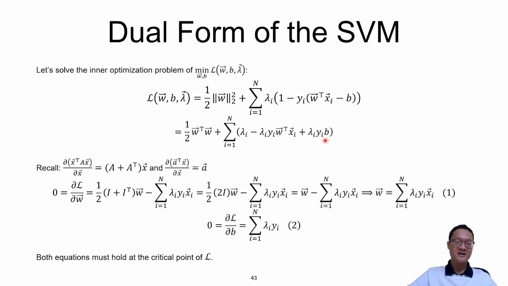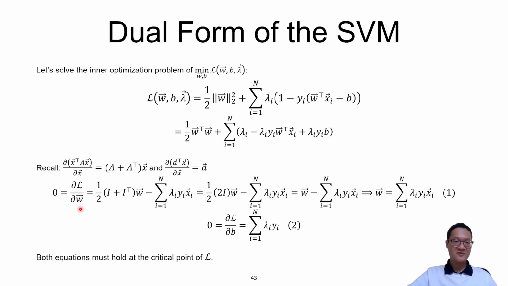And then taking the gradient of L with respect to W. So we have a quadratic term which gives us 1/2 (I plus I transpose) W. And then most of these terms don't depend on W except for this middle one. So then we had minus the summation over i of lambda_i y_i x_i. After simplifying a little bit, the 2 here cancels with the 1/2 and you only get W. Moving the summation to the other side, we just get W equals the summation over i of lambda_i y_i x_i.